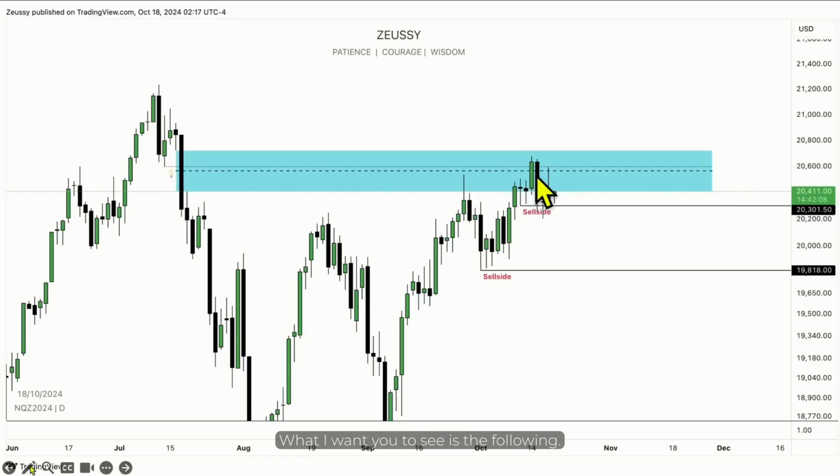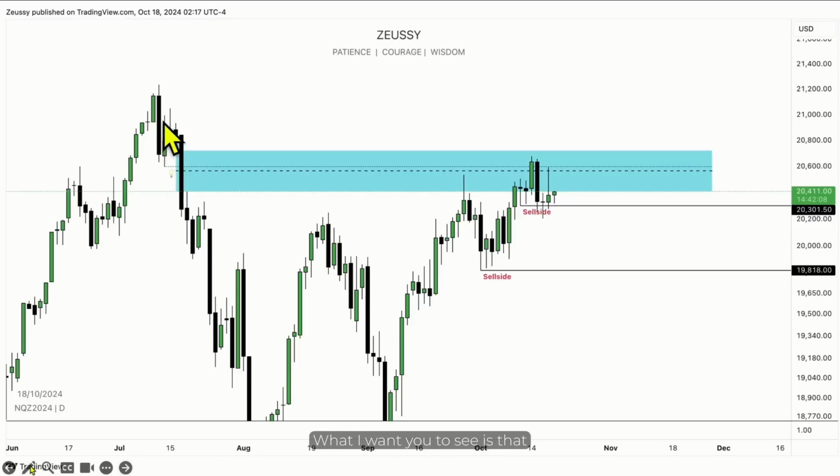What I want you to see is the following. If we go to the left and look at the month of July, what we can see is a variation of the market structure shift pattern as I've been teaching it to you on my public YouTube channel. The market structure shift pattern is a key algorithmic signature that takes place inside of every single smart money reversal, aka in every single key swing high or key swing low formation.